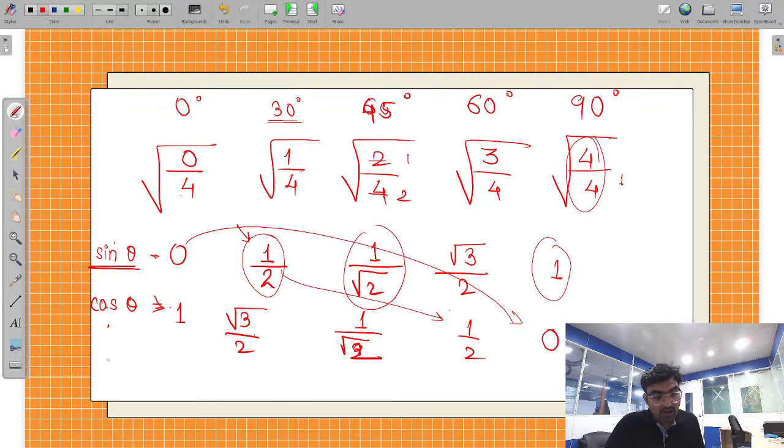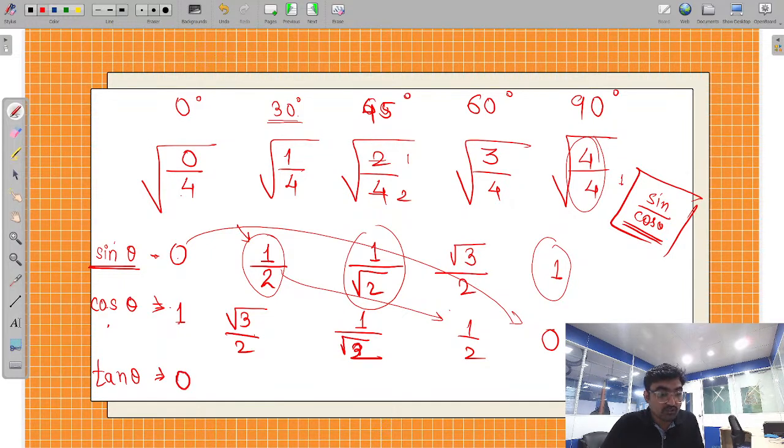That means cos 0 will be 1, cos 30 is going to be root 3 by 2. Correct? Now after this, the next ratio is of tan theta. Okay, tan theta is what? Now you remember, tan is sine upon cos. Correct? You remember this, right? Tan is sine upon cos. Now just do that, because we know sine's value and cos value, we are going to get the values. So sine 0 upon 1 will be, what is 0 upon 1?